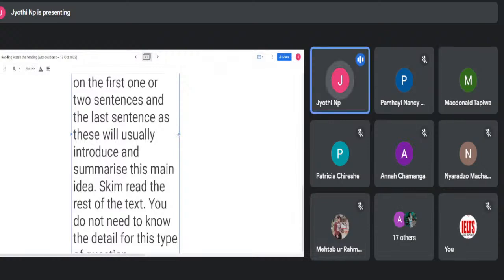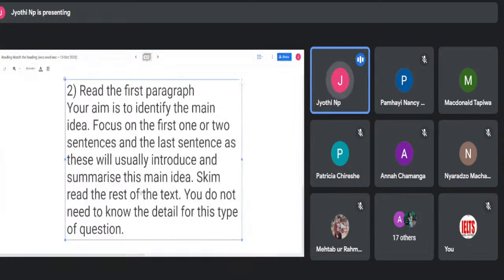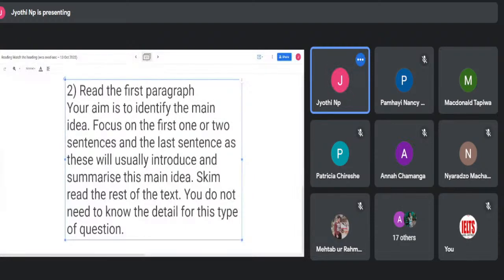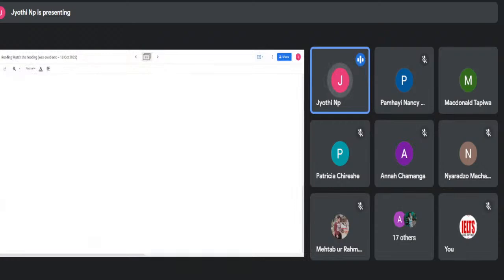Okay, so when you read the first paragraph, your aim is to identify the main idea, and you need to focus on the first two sentences usually. The last sentence will usually introduce the summary and the main idea. That means it is nothing but just skimming the paragraph. You don't need detail for this type of question. You just need to skim and scan. Once you read the full paragraph, then the next strategy. Any questions? I'll ask you after I complete.